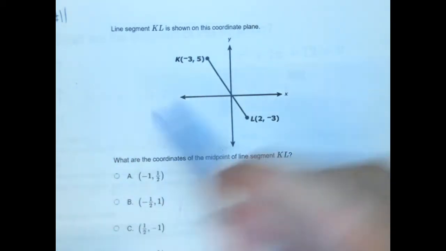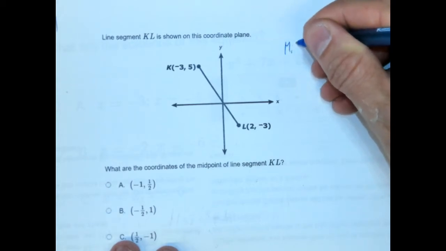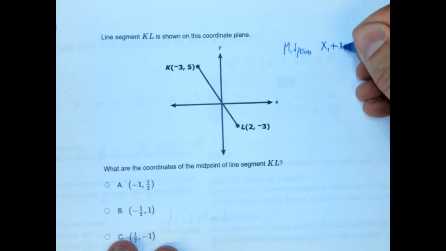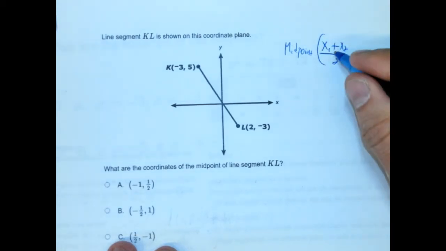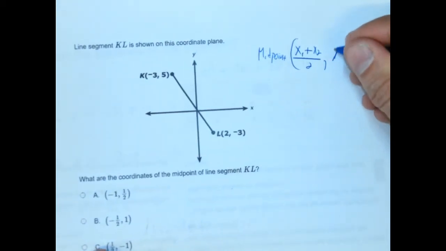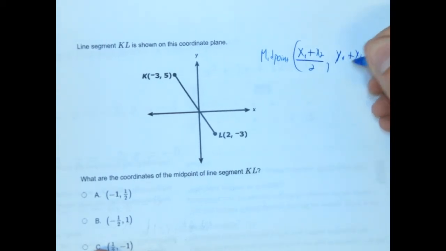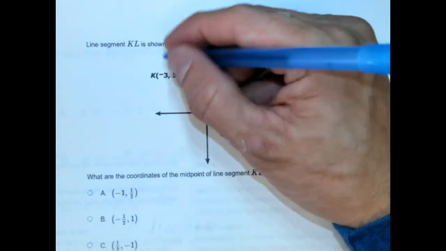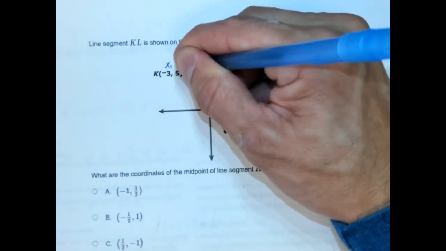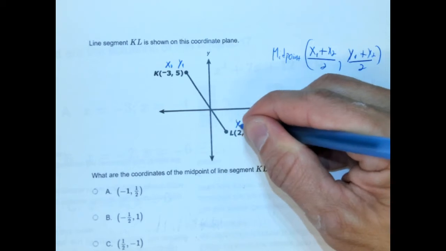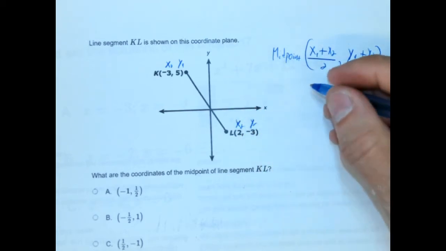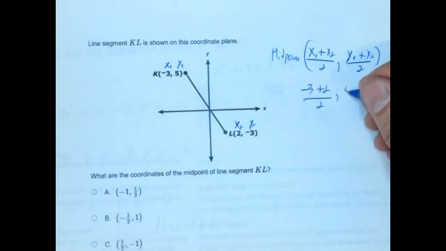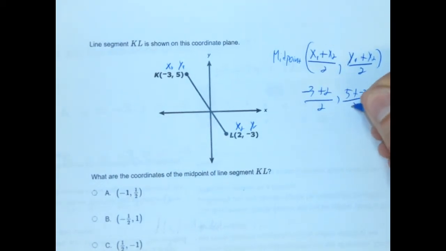So I'm going to write the formula for you either way though. So midpoint is going to be x1 plus x2 over 2, and that's the x value. And then y1 plus y2 over 2, and that's the y value, okay? So let's go ahead and assign these variables. This is going to be x1, y1, and this is x2, y2. So we're going to have negative 3 plus 2 over 2, and then 5 plus negative 3 over 2.